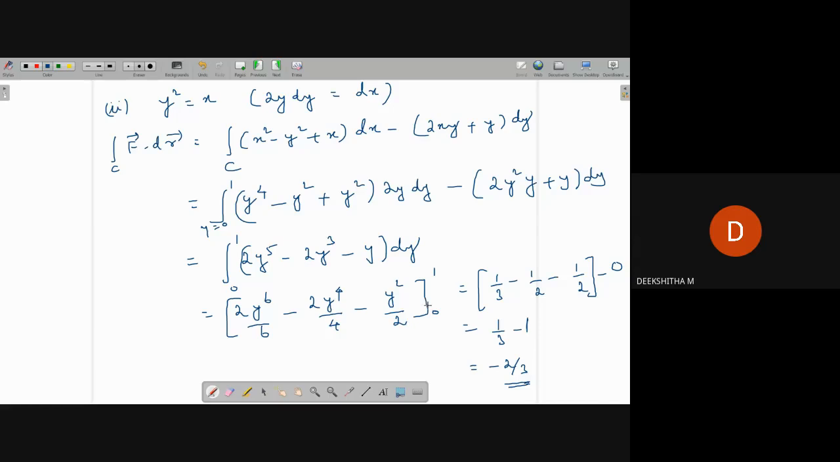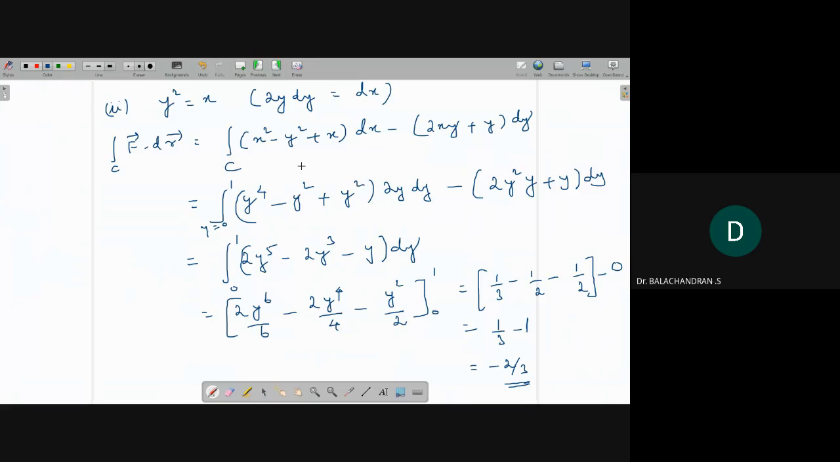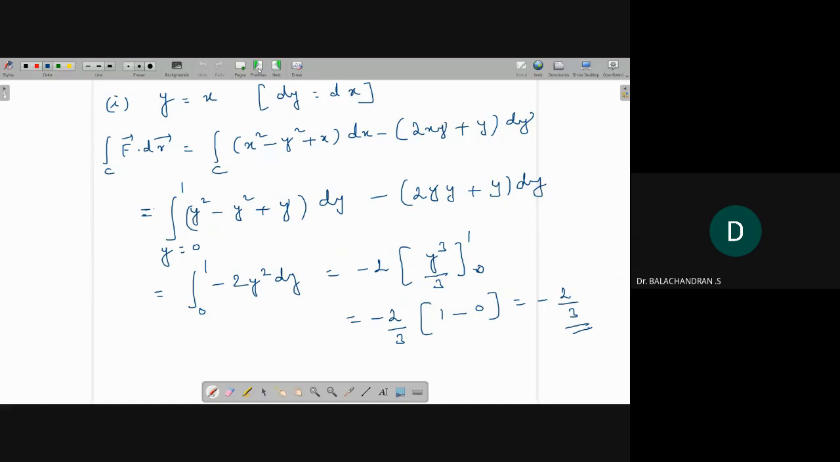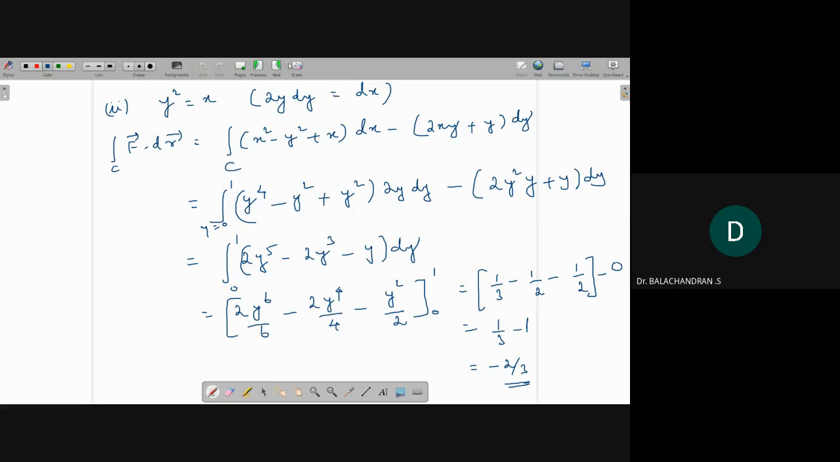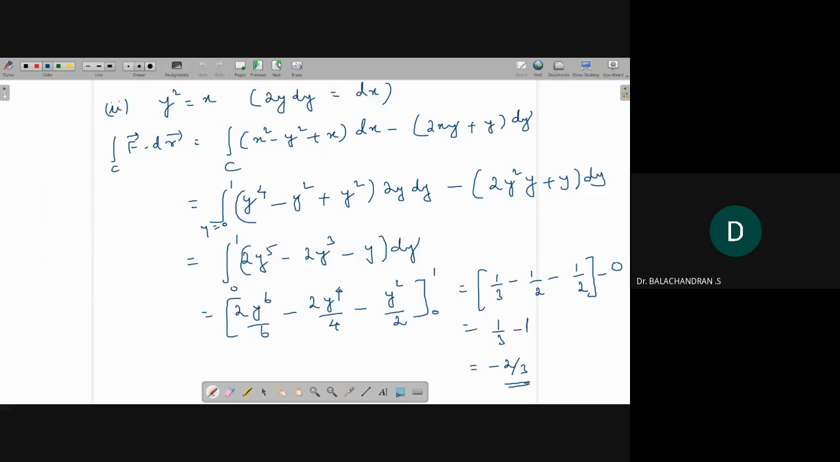Sir, can we do one thing in x and other thing in y, sir? Yes, you can do. Okay, you can do even here. That is up to your convenience in the examination. Even you can do both of them in x, or both of them in y, or one in x, another in y. Okay, so all are possible. It's just convenience. Actually I should do the previous one in terms of x, because I did both of them in y, so you may have some doubts. Okay, so I got the answer both minus 2 by 3.